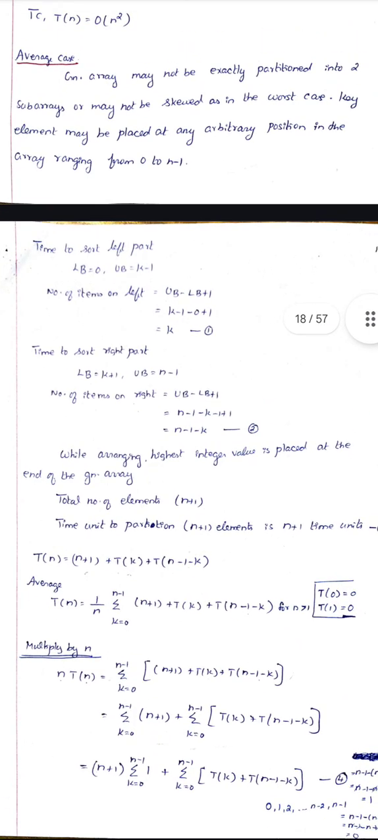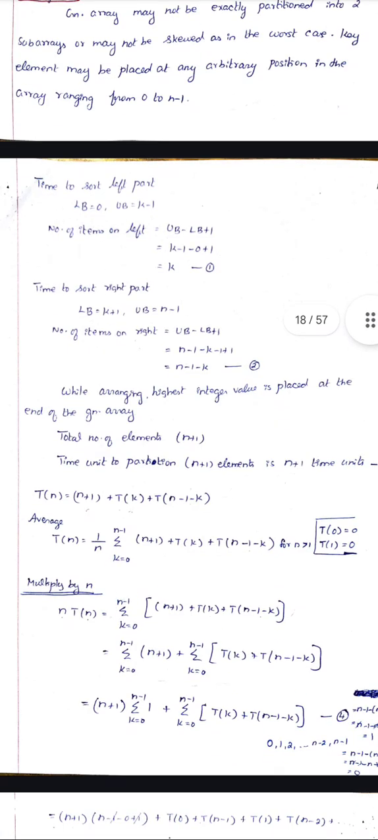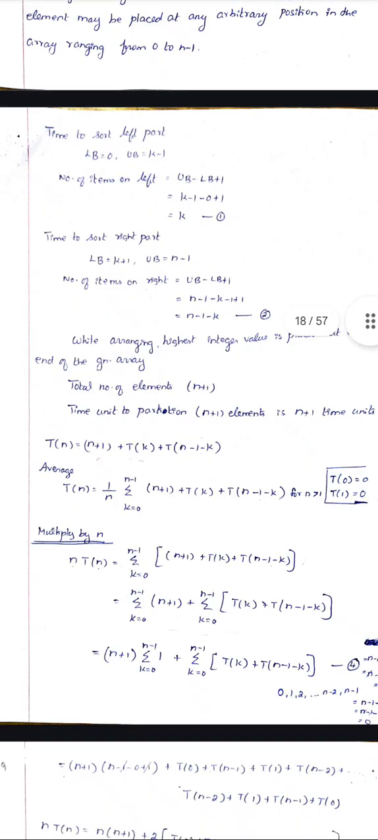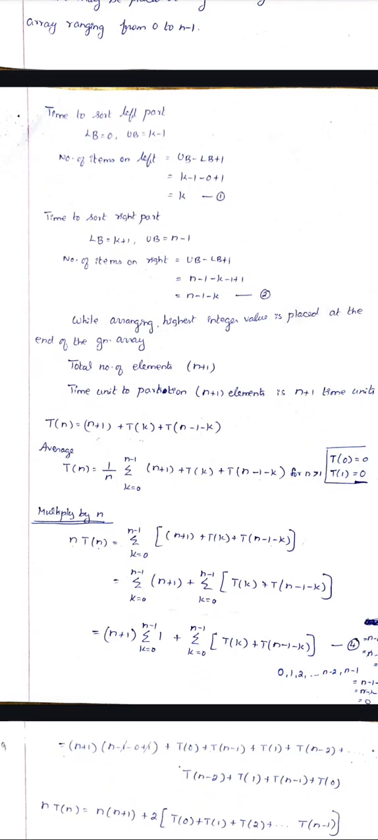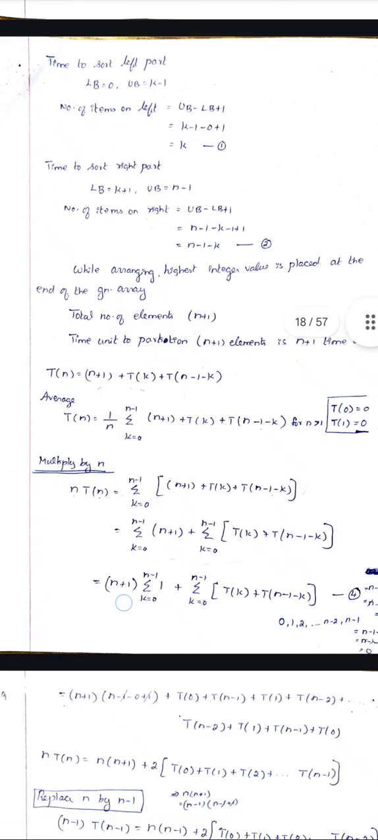An array may not be exactly partitioned into two subarrays, or may not be skewed as in the worst case. The key element may be placed at an arbitrary position in the array ranging from 0 to n minus 1. Time to sort the left part, that is UB minus LB plus 1, is k minus 1 minus 0 plus 1, which is k. Then the right part will be n minus 1 minus k. This is the average case.